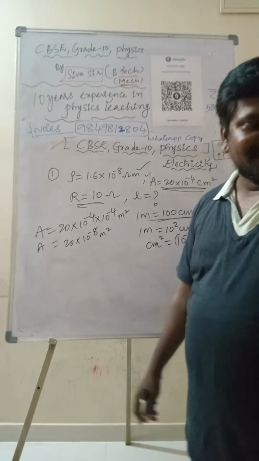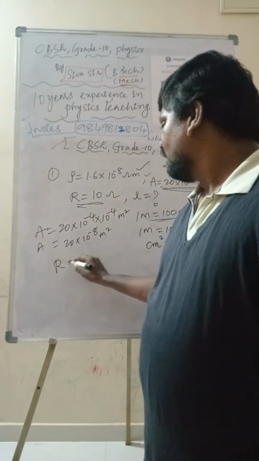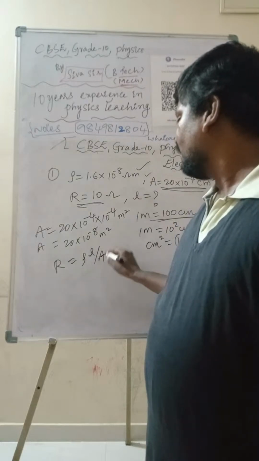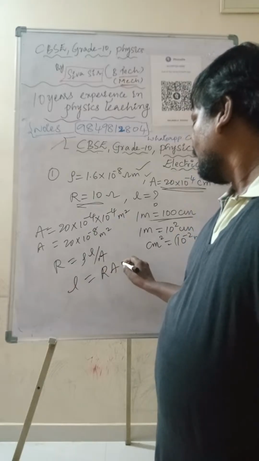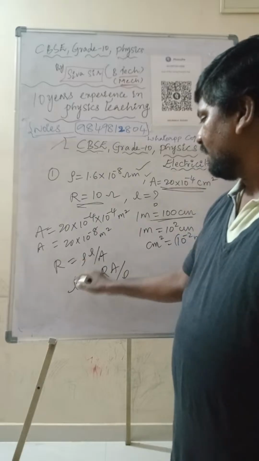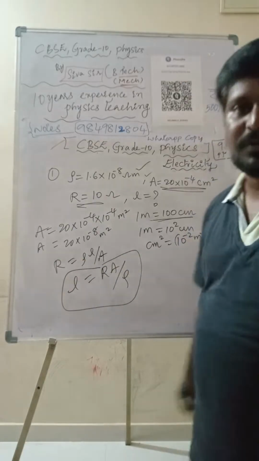Okay, let me solve this one. You can try it. R equal to rho into L by A. So now you have to find out L. L equal to RA by rho. Correct? L equal to, cross multiply. Use this formula and try to do it.